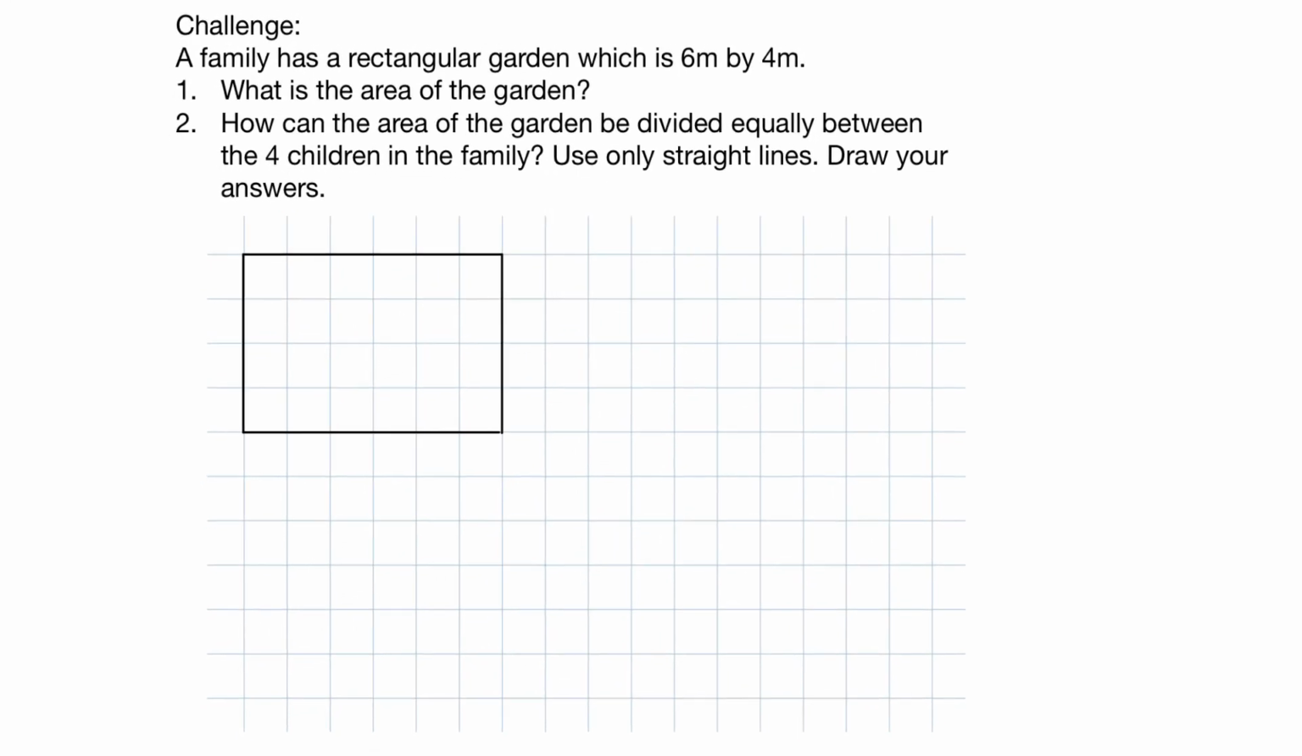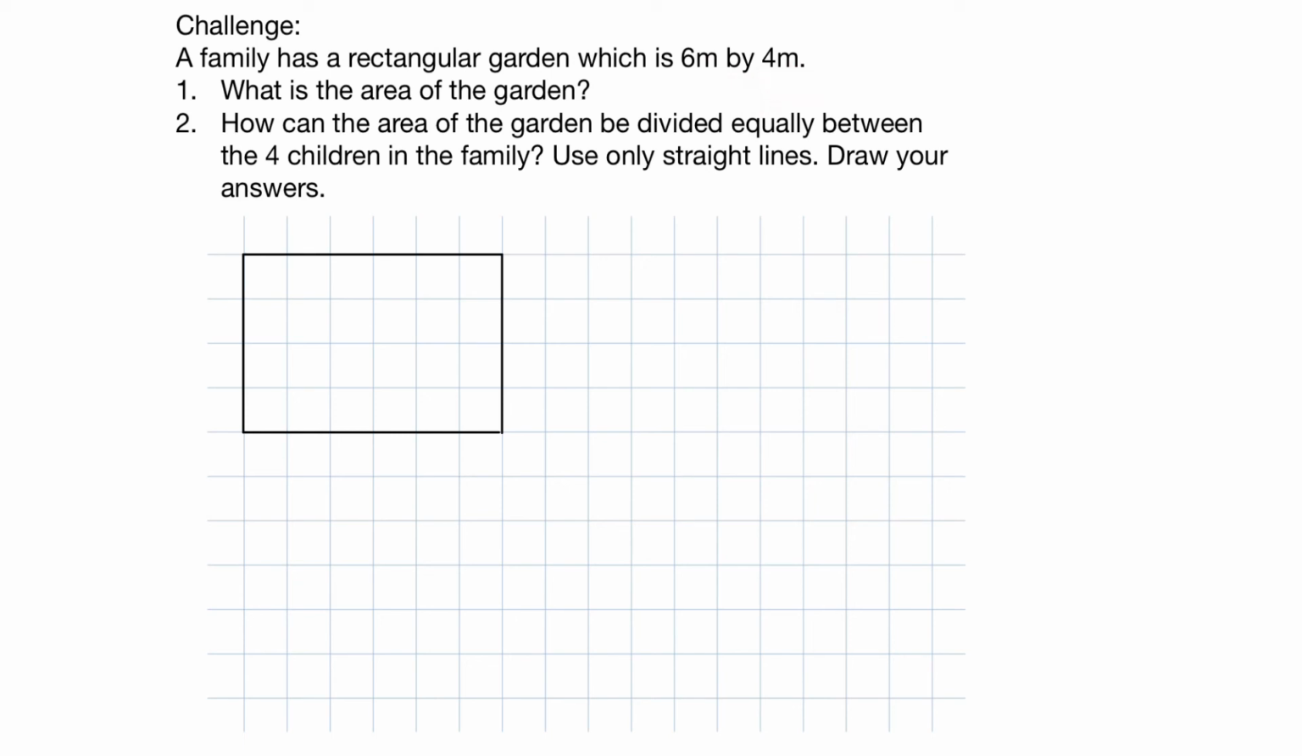A family has a rectangular garden which is 6 metres by 4 metres. So I've given you a picture of this rectangular garden. So first of all, I want to know what is the area of the garden. Now, you've got to remember that the garden is 6 metres by 4 metres. It isn't 6 centimetres by 4 centimetres.